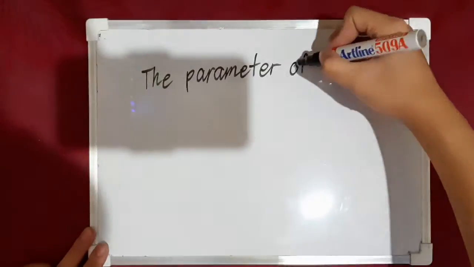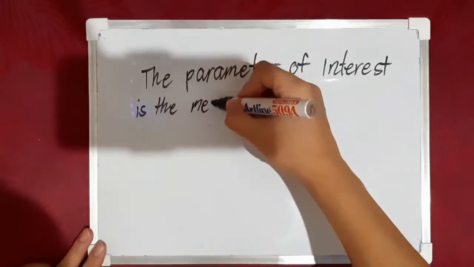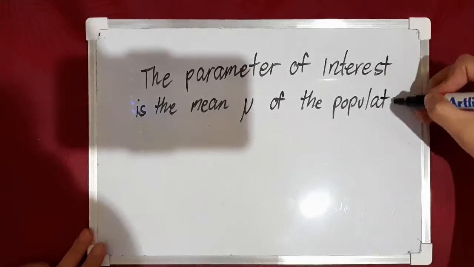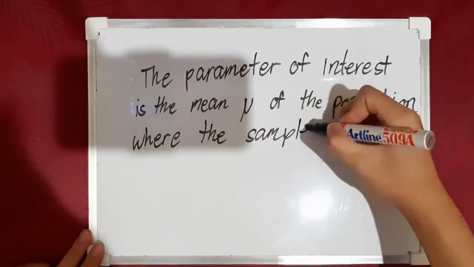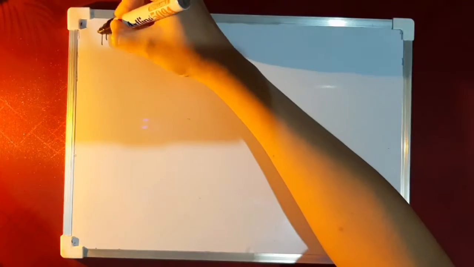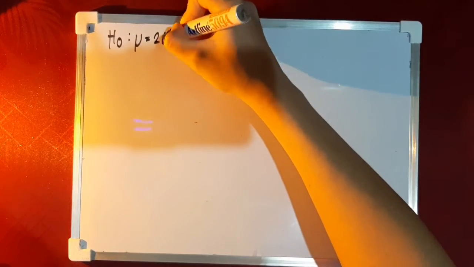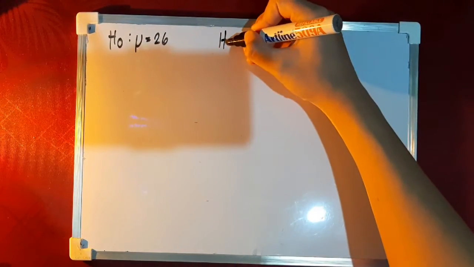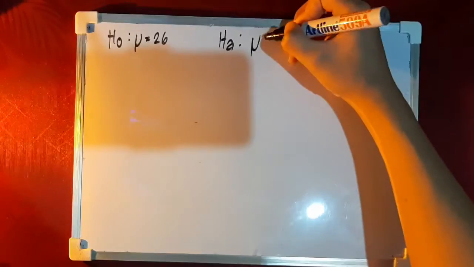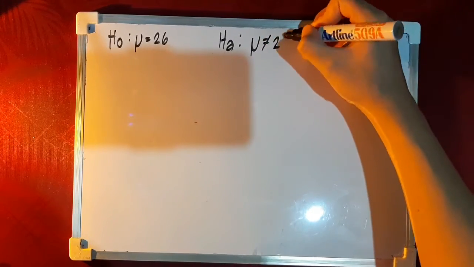For the first step, we're going to describe the population parameter of interest. The parameter of interest is the mean of the population where the sample comes from. Step 2 is formulate the null hypothesis and alternative hypothesis. Our null hypothesis is our population mean is equal to 26, while our alternative hypothesis is our population mean is not equivalent to 26. Next, we're going to check the assumptions.